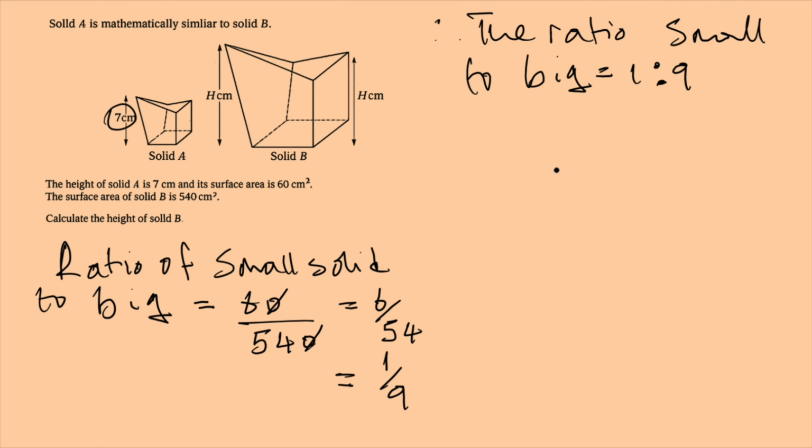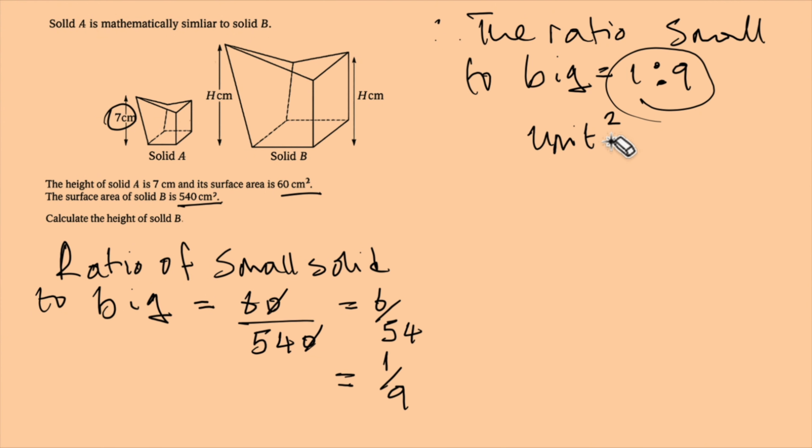And one thing about the ratio of surface area, or any area for that matter, is that it is always unit squared. So for example, the surface area of the small one is 60 cm squared and the surface area of the big one is 540 cm squared. Because of that, we cannot use this ratio directly to find the height of the big shape, because the height is not squared. So what do we do?